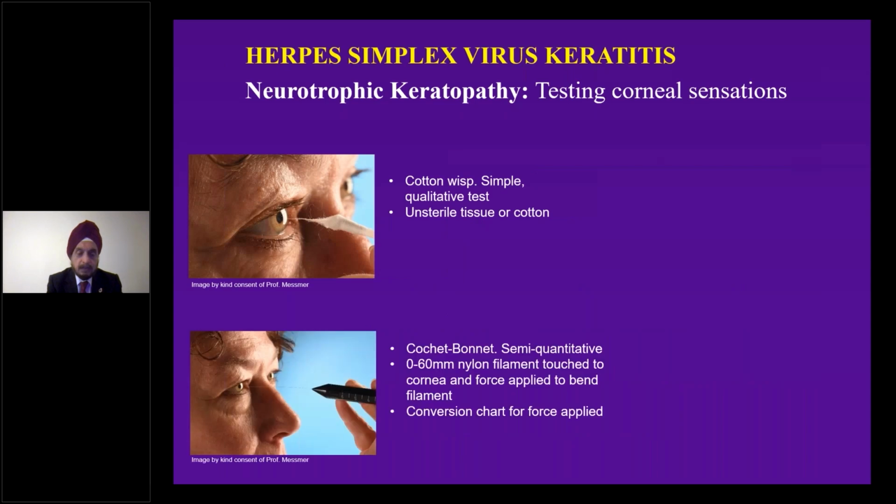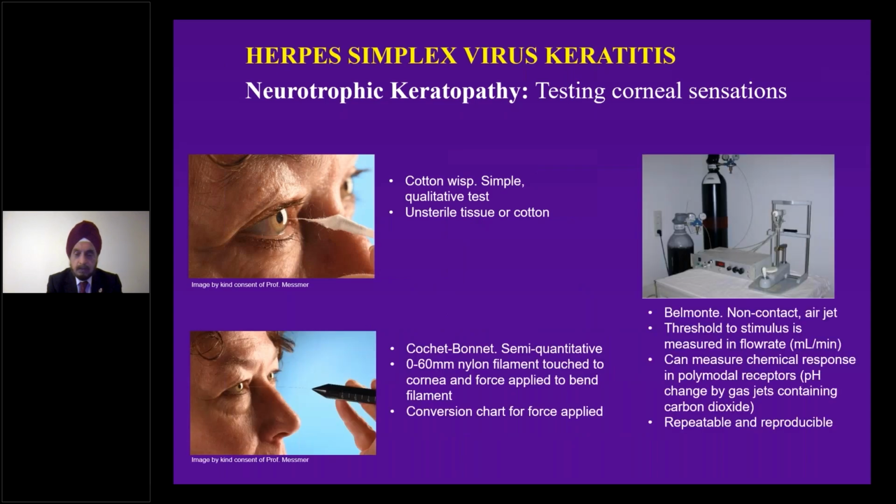So this is an example. This is the cotton wisp test. You can do it with the Cochet-Bonnet, or there's a more sophisticated Belmonte.